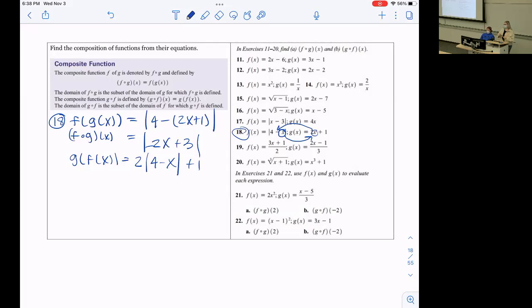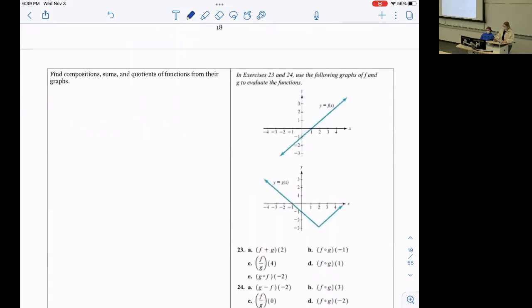How come the absolute value didn't carry over from the 2x plus 3 on the f of g function? So the g function doesn't have an absolute value. So when we input it into the f function, it'll already be inside of there. I see, I thought that they both had an absolute value on them. Yeah. Okay. Do you have any other questions? All right, so we can move on.